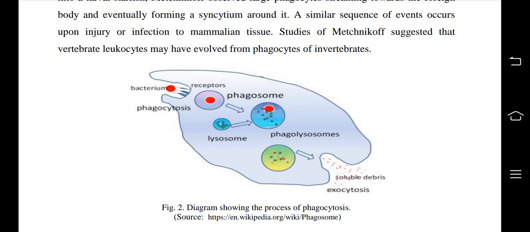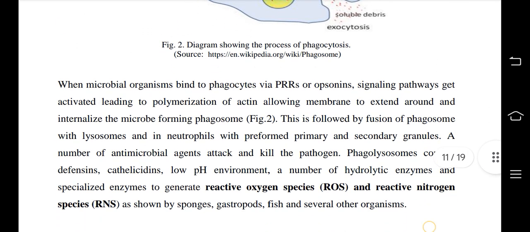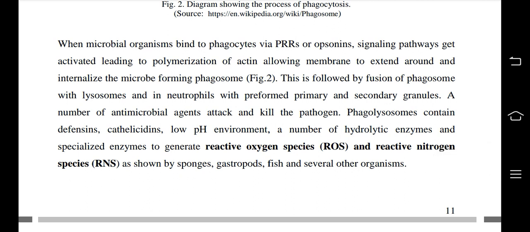Bacterium, phagocytosis receptors, phagosome, lysosome, phagolysosomes, soluble debris, exocytosis will be taking place. When microbial organisms bind to phagocytes via PRRs or opsonins, signaling pathways get activated, leading to polymerization of actin, allowing the membrane to extend around and internalize the microbe, forming a phagosome. This is followed by fusion of the phagosome with lysosome, and in neutrophils with preformed primary and secondary granules, a number of antimicrobial agents attack and kill the pathogen.